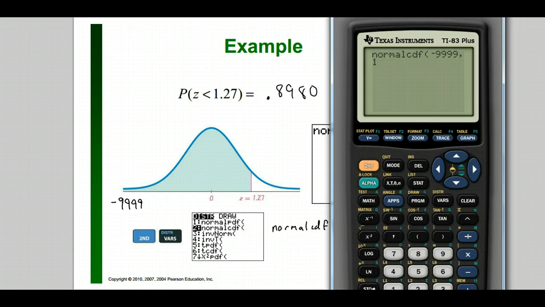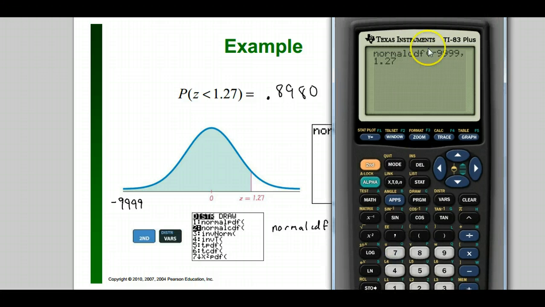Okay, and then I put in 1.27 as the upper number, because it has to have a lower and an upper. Close that off, hit enter. So there's our number, 0.897957. That would round to 0.8980. Alright, notice also that if I would have selected negative 5, 1.27, that's still giving us roughly the same thing, especially to the first 4 decimal places.